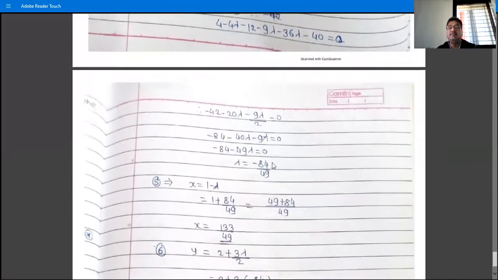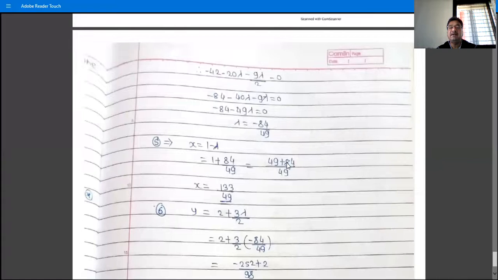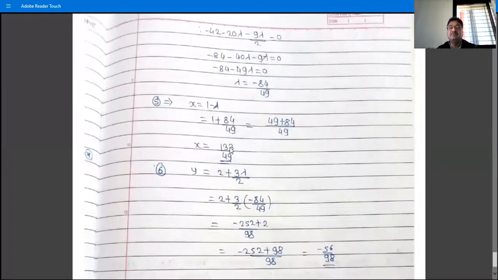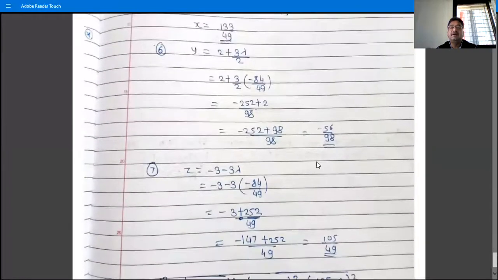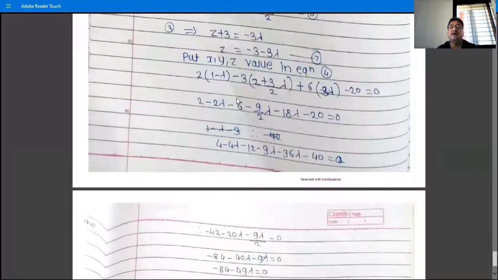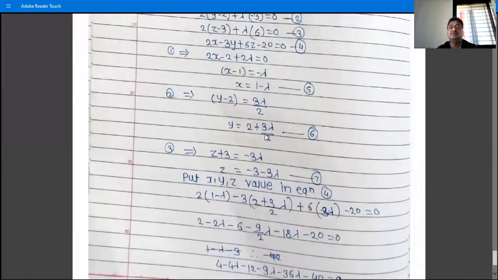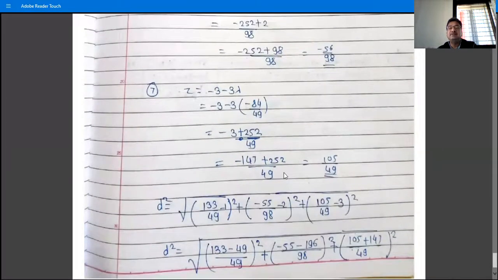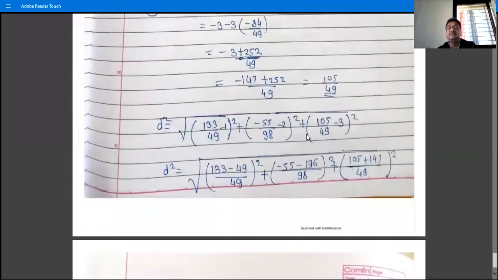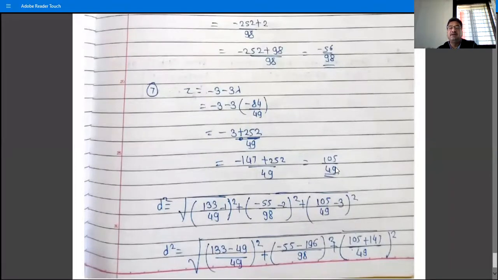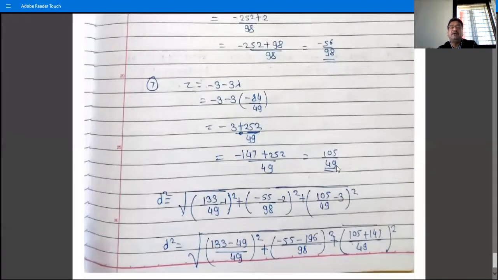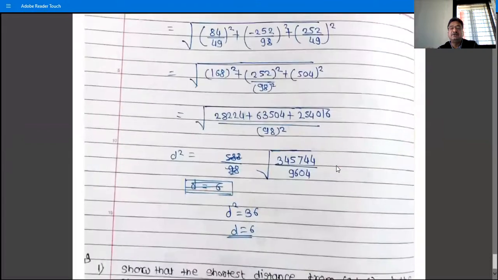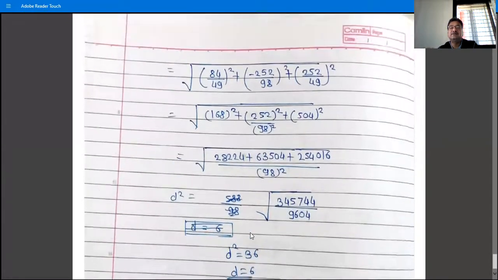We have the value of lambda is minus 84 by 49. Then x is 1 minus lambda, so we have the answer 133 by 49. Y is again this; substitute lambda, we have the y, and then we have the z. This is the required point, that is x, y, z. So this is the shortest distance, d is 36.